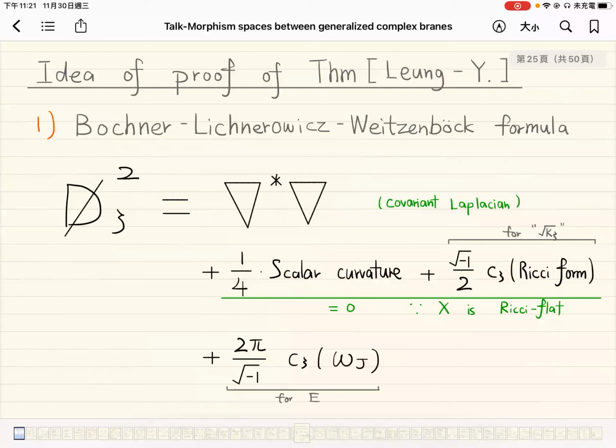So maybe I'll give you an idea of the proof of our theorem. First of all, we need to analyze the square of the spin C Dirac operator. We use the Weitzenböck formula here. We try to decompose it into the second order term and some lower order terms.